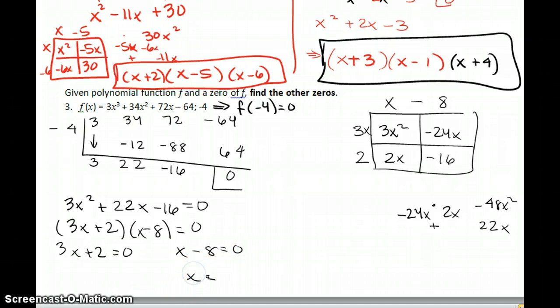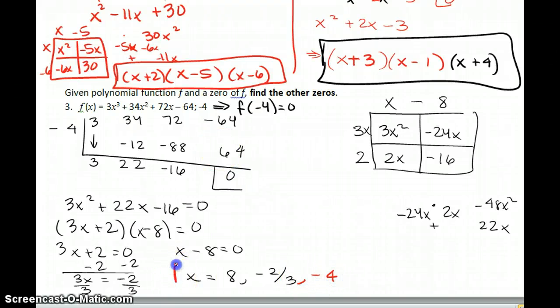This one we love because x is equal to 8. Here we're going to subtract 2, so 3x is equal to -2, divide by 3, divide by 3, and x is also equal to -2/3. So all of the zeros are 8, -2/3, and don't forget the original one that they gave us, which was up here, -4.